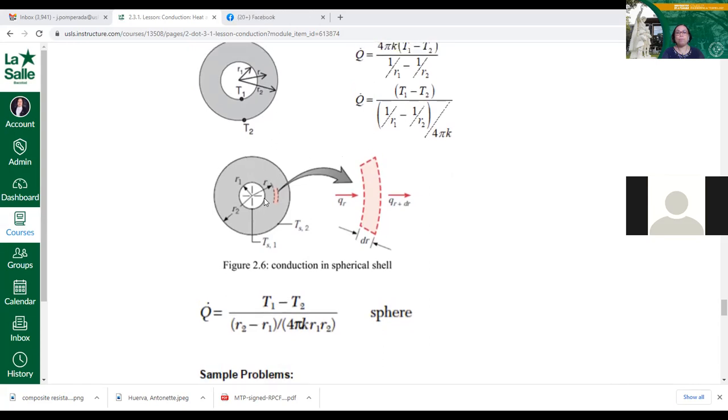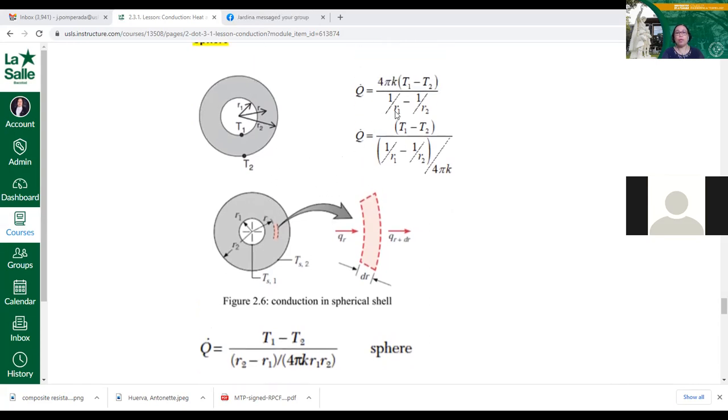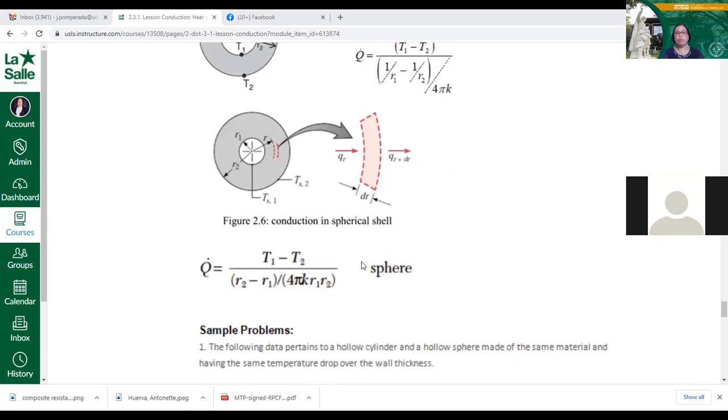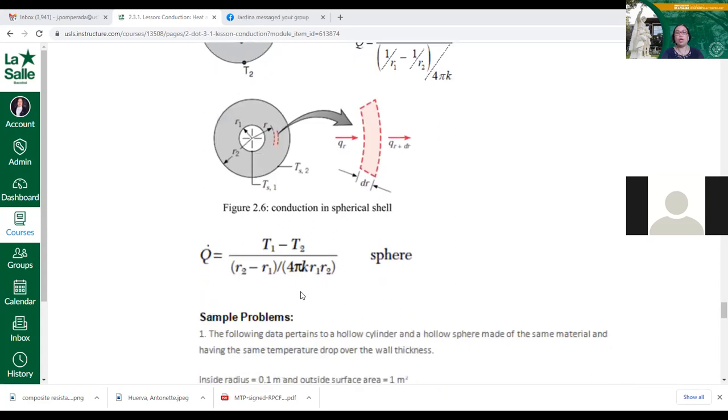Now, if we simplify the formula that we have here, it could be written in this form. So you still have the temperature difference here, which is the driving force for heat transfer. And this one could be compared to the resistance expression for the other topics that we have discussed already concerning the different geometries in which we're going to apply conductive heat transfer.